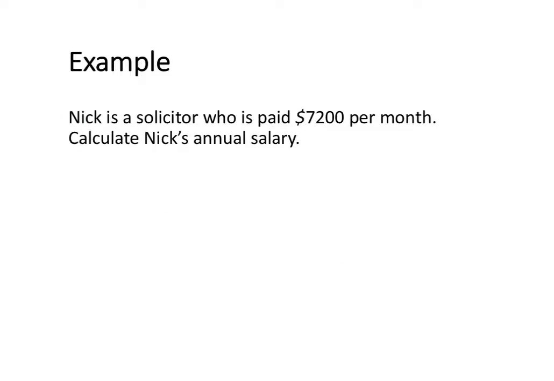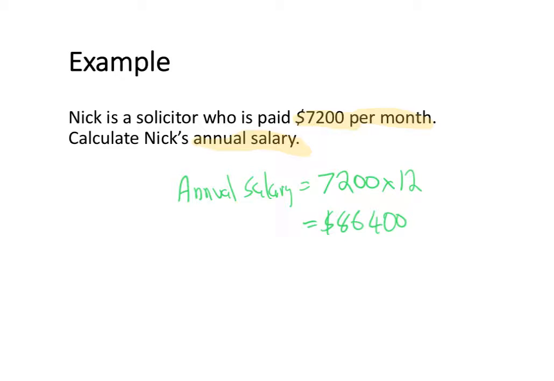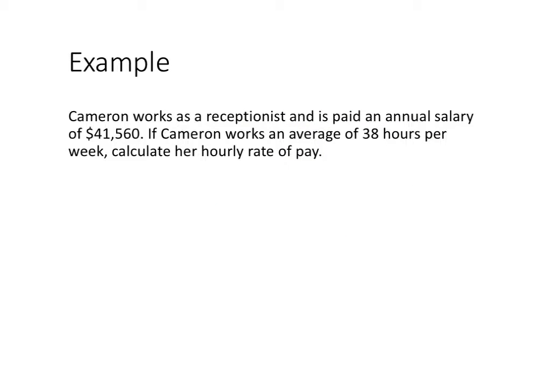In our second example, Nick is a solicitor who is paid $7,200 per month, and we want to calculate his annual salary. So to calculate Nick's annual salary, we're going to multiply the monthly amount of 7,200 by 12 because there's 12 months in a year, and that is going to equal $86,400. So if Nick gets paid $7,200 per month, his annual salary is going to be $86,400.